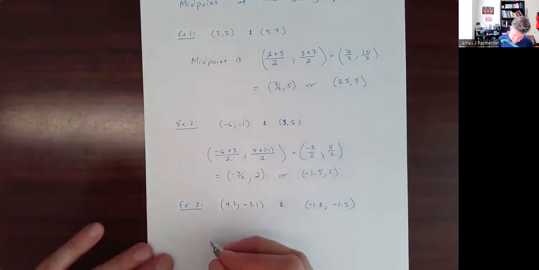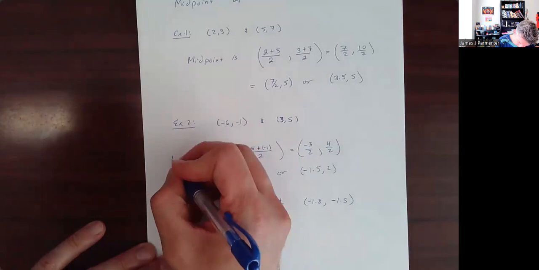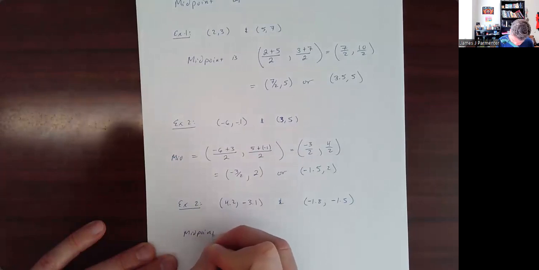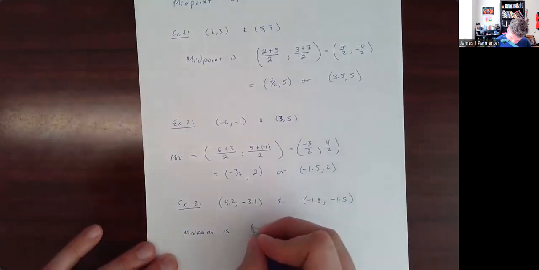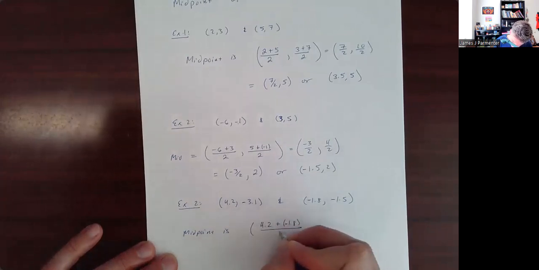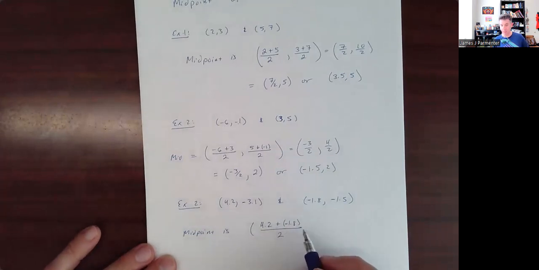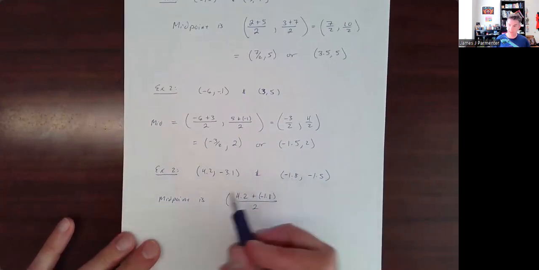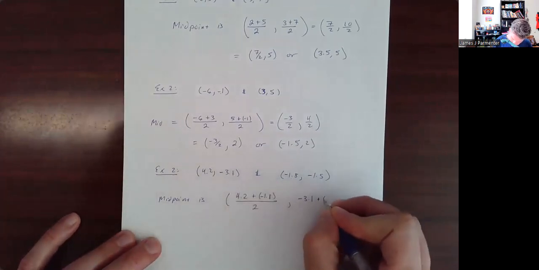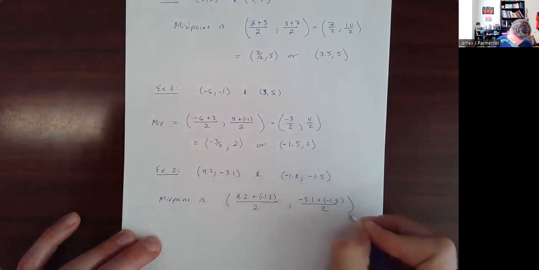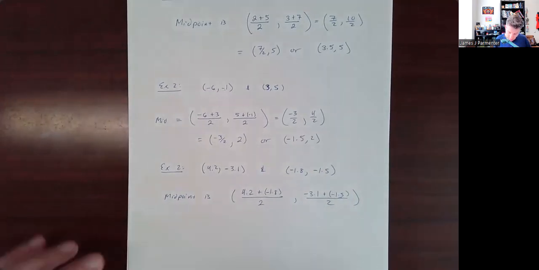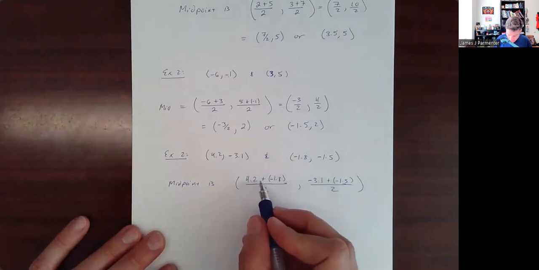Still the same process. So the midpoint is equal to, here the midpoint, I like writing words personally, same process. 4.2 plus -1.8 divided by 2. You can also write just 4.2 minus 1.8, but I really want to emphasize the fact that we are adding these two things together and then dividing by 2, comma -3.1 plus -1.5 divided by 2. Once again here, you could have written -3.1 minus 1.5, but just remember that you are adding things together. So here, when you add a negative, you're really just subtracting.